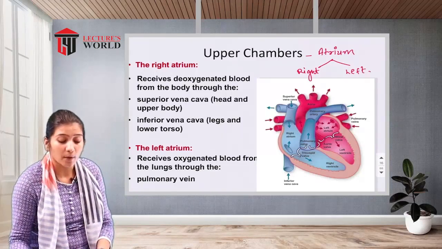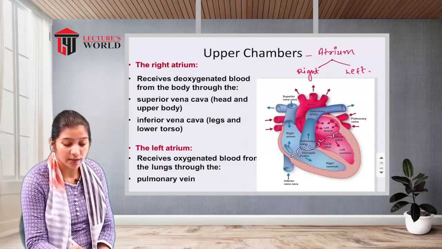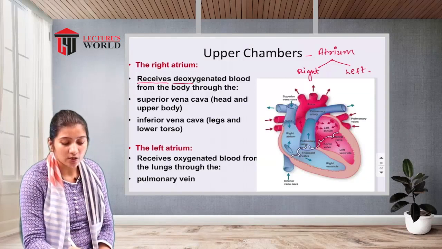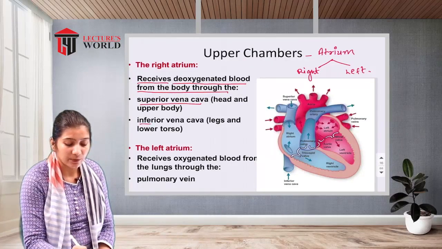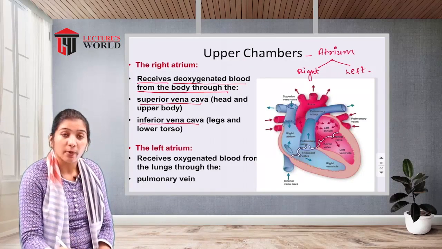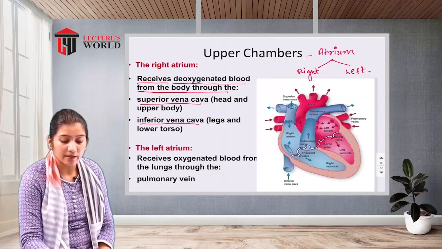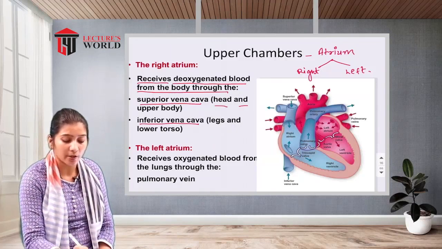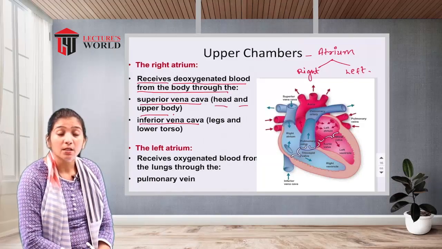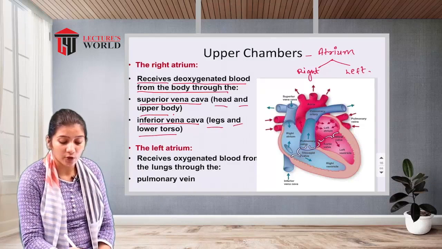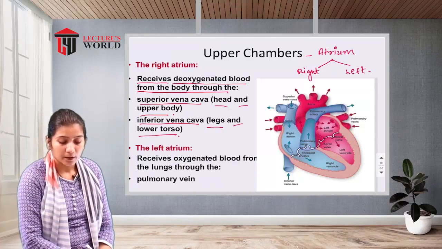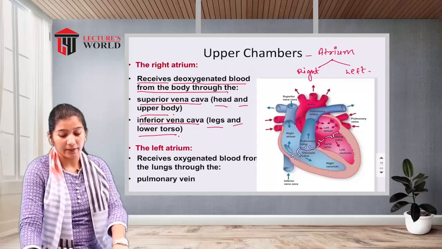So first we will talk about the right atrium. What is that? The right atrium receives deoxygenated blood from the body through the superior vena cava and the inferior vena cava. From the superior vena cava, deoxygenated blood is collected from the head and upper body, whereas the inferior vena cava collects the blood from the legs and the lower torso region. So that is the function of the right atrium.